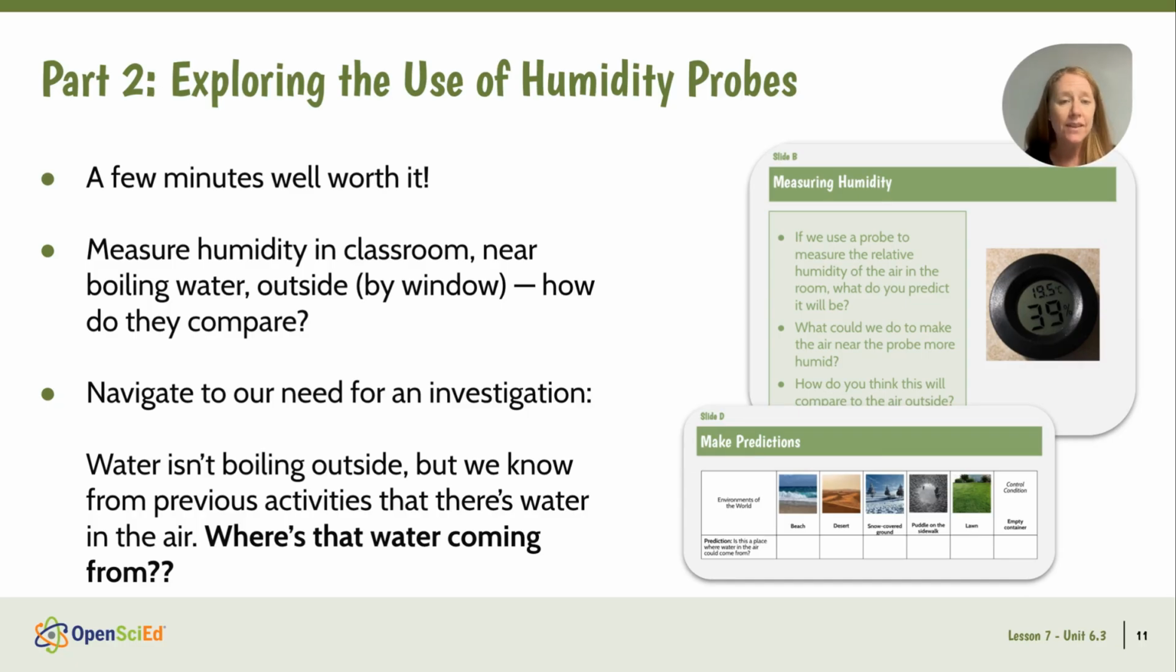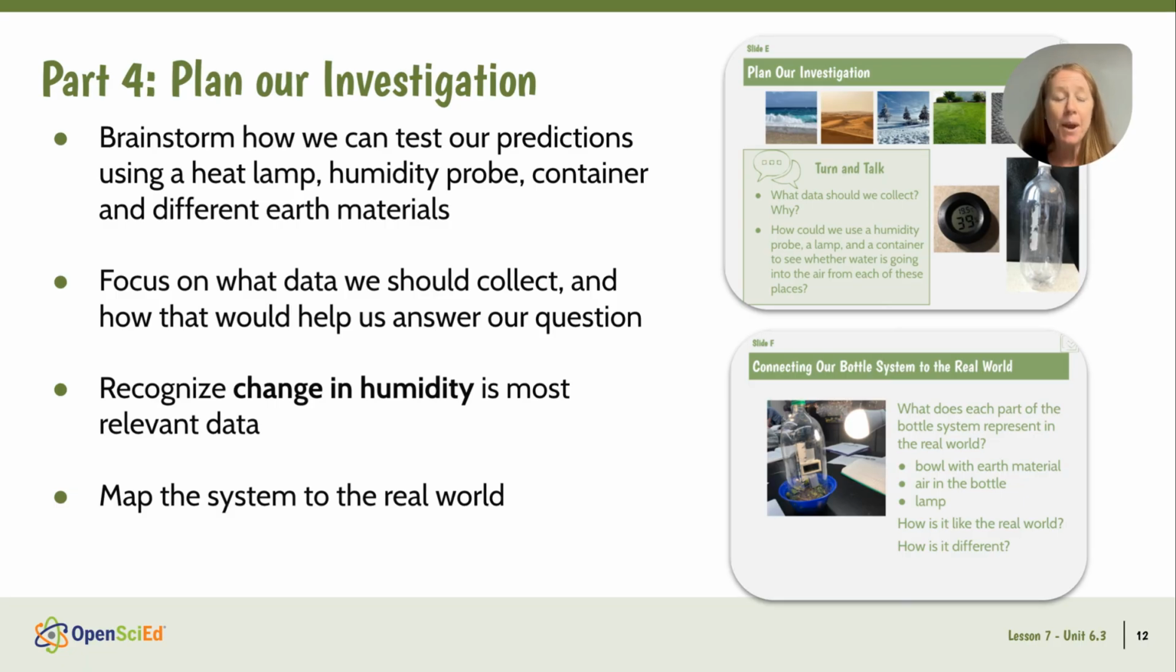The students see that humidity varies and that we can put more water vapor into the air. But water isn't boiling outside. And we know there's water in the air. So where is that water coming from? They will have a lot of predictions after this. In part 4, we spend a few minutes planning how we'll test these ideas using specific materials.